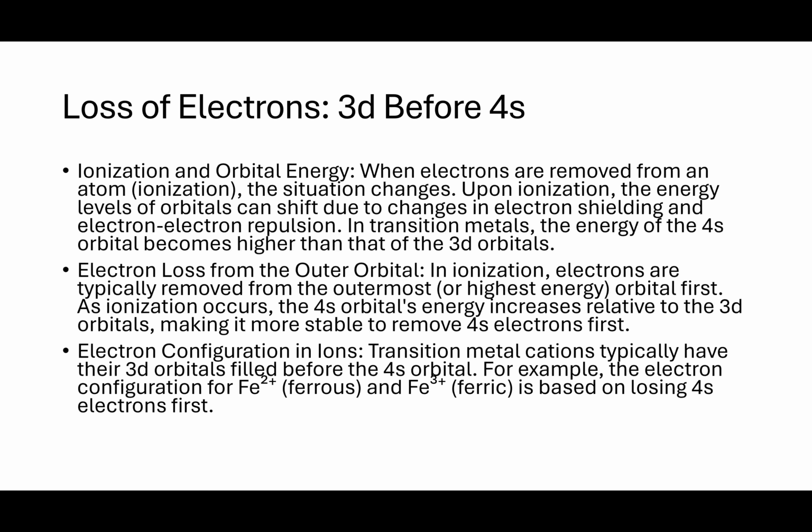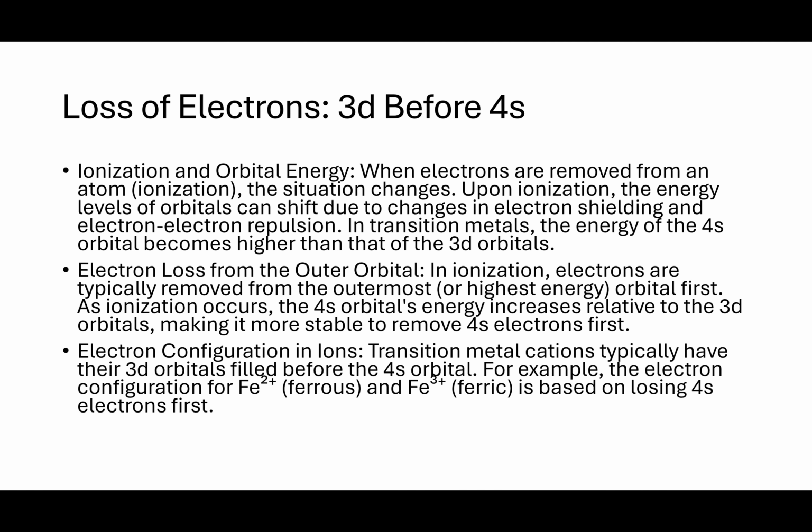Let me go through the slide, and see if I can do this in a way where I don't have to define orbital energy. When electrons are removed from an atom, so upon ionization, the situation changes. The energy levels of the orbitals can shift due to the changes in electron shielding and electron-electron repulsion. In transition elements, the energy of the 4s orbitals becomes higher than that of the 3d orbitals. This is speaking to the ionization energy. The ionization energy for an electron in the 4s is much higher than for an electron in the 3d.